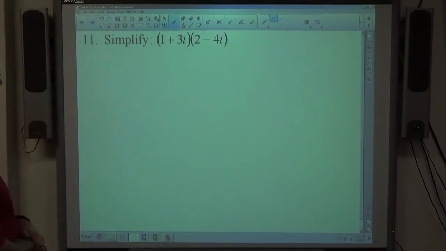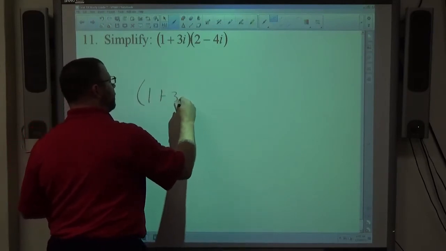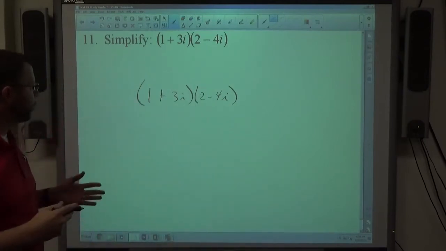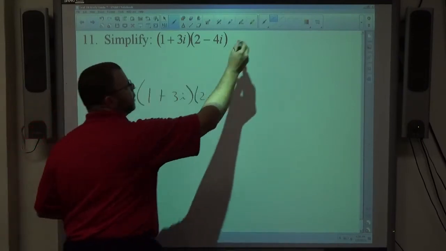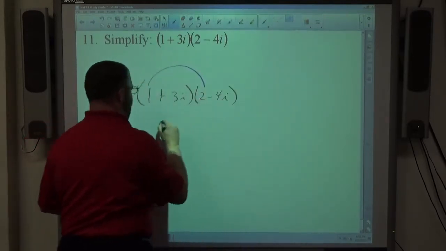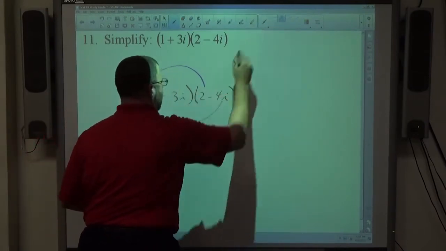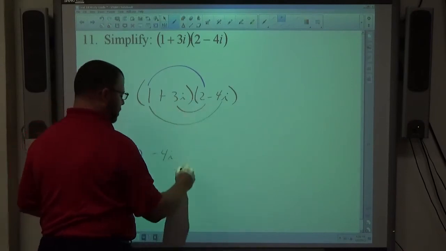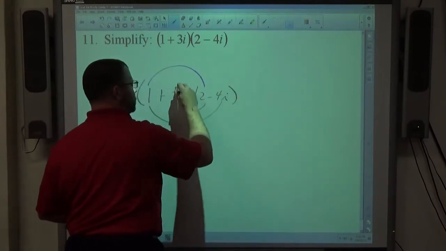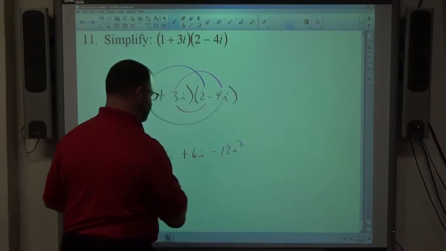Number 11, we're multiplying imaginary complex numbers. So I'm just going to bring it down here. 1 plus 3i times 2 minus 4i. It's just a binomial times a binomial structure, so it's just going to require us to use FOIL. First times first is going to be 2. Outside times outside, 1 times negative 4i is negative 4i. Inside times inside, positive 3i times positive 2 is positive 6i. And last times last, positive 3i times negative 4i makes negative 12i squared.